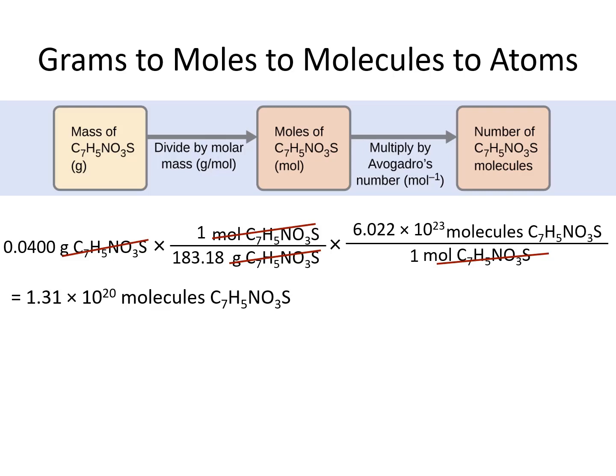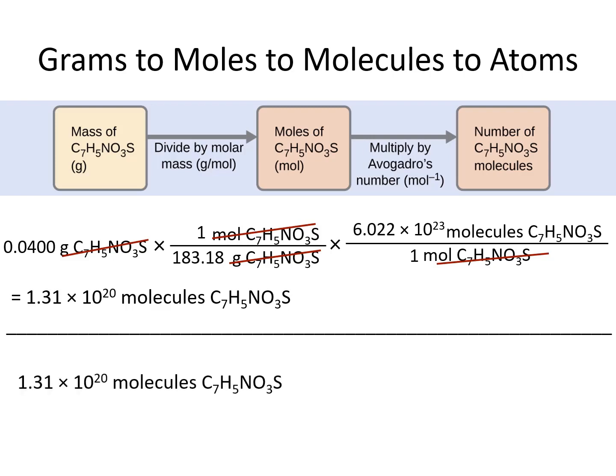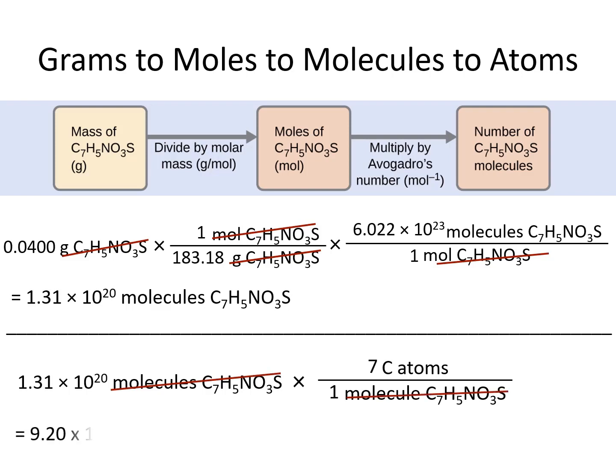To go from molecules of saccharin in the sample to atoms of carbon in the sample, we will use the relationship that each molecule contains 7 carbon atoms. We set up our conversion factor with molecules of saccharin on the bottom and atoms of carbon on the top. We fill in 7 next to our carbon atoms and 1 next to our molecules of saccharin. That tells us to multiply by 7, and we come out with 9.20 times 10 to the 21 carbon atoms.